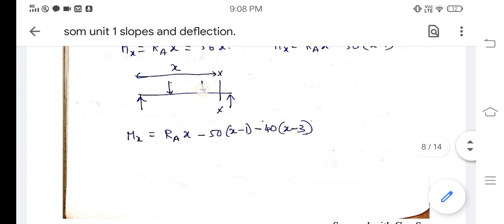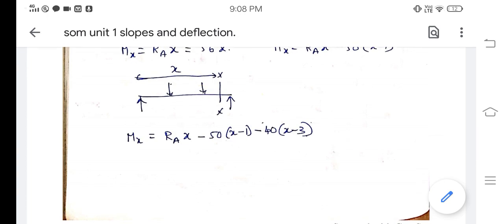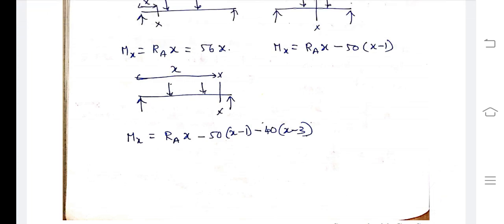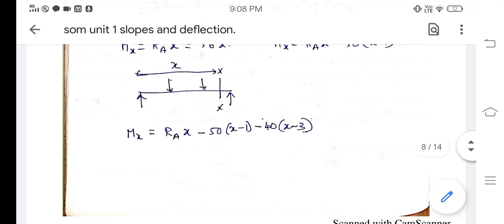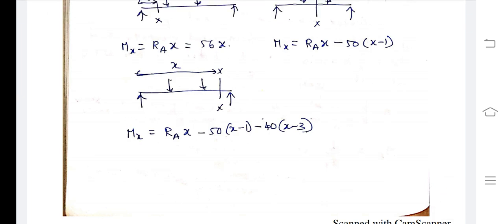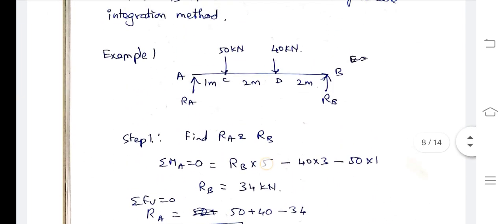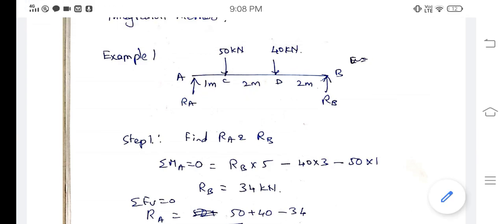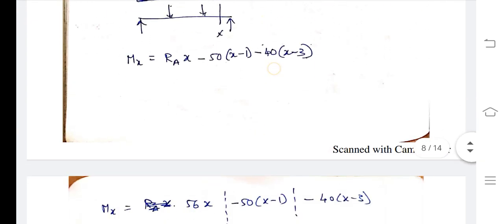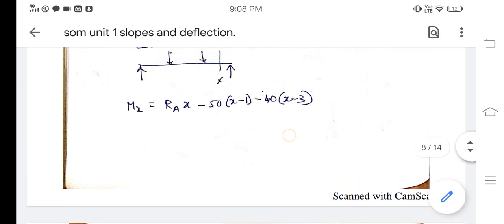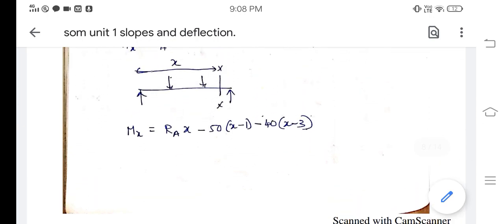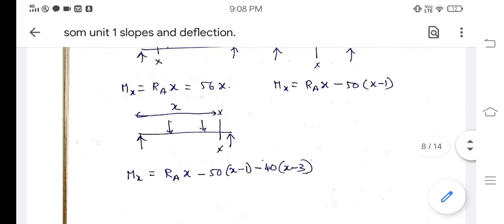Then for the 40 kilonewton load, the total distance is X from A, and from this you have to subtract the small distances, this 1 and this 2. You can see that it is 2 meters and 1 meter, so you subtract 3 meters. So 40 into X minus 3. This is the moment. So now you have 3 moments.